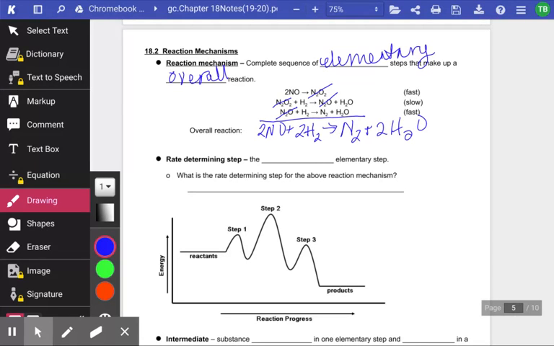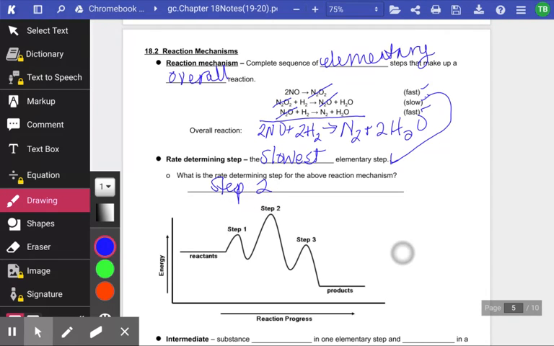Now, in looking at a reaction mechanism, you're always going to be able to identify what the rate determining step is from your elementary steps, because your elementary steps will always tell you if they're slow or fast. Now, the rate determining step is going to be the slowest elementary step. So what is the rate determining step for the above reaction mechanism? Well, the slow one there is step 2. So step 2 would be our rate determining step.